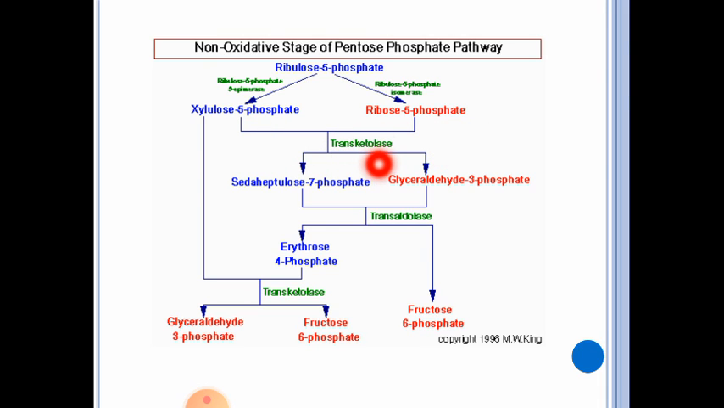And these two, with the transketolase enzyme, can get converted into sedoheptulose 7-phosphate as well as glyceraldehyde 3-phosphate. And these two, with the help of transaldolase, can get converted into erythrose 4-phosphate as well as fructose 6-phosphate. And xylulose 5-phosphate, in the initial step of the non-oxidative phase, with the help of erythrose 4-phosphate and the enzyme transketolase, can get converted into fructose 6-phosphate as well as glyceraldehyde 3-phosphate.